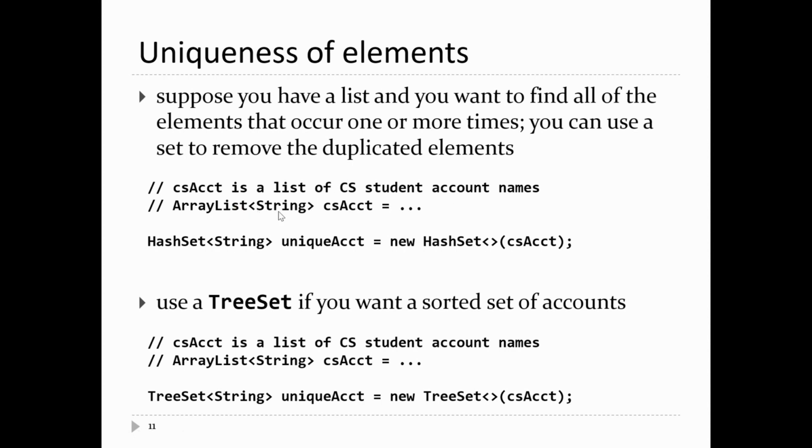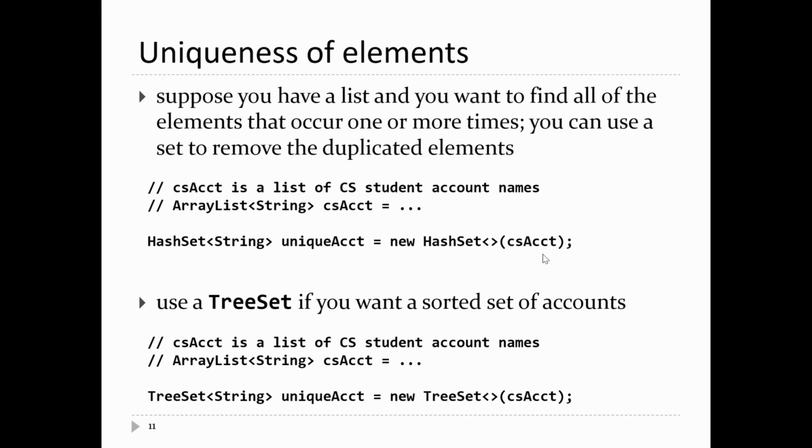Okay, so imagine you have a list of computing science account names, CS accounts. Basically these would be your on-queue usernames. So I've got a list of all the usernames of students in the class, and I want to make sure that the usernames are all unique. How would I solve this if I only had a list? Well, I'd have to iterate over the list looking for duplicated elements. In fact, you'd need a nested loop to find the duplicated elements. That's O(n squared) if you solve that problem with a list.